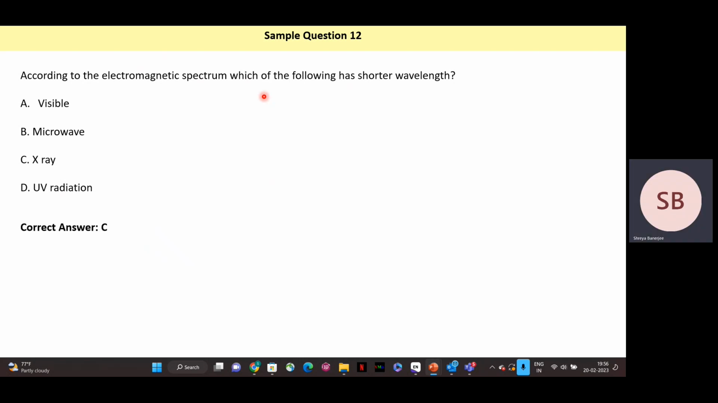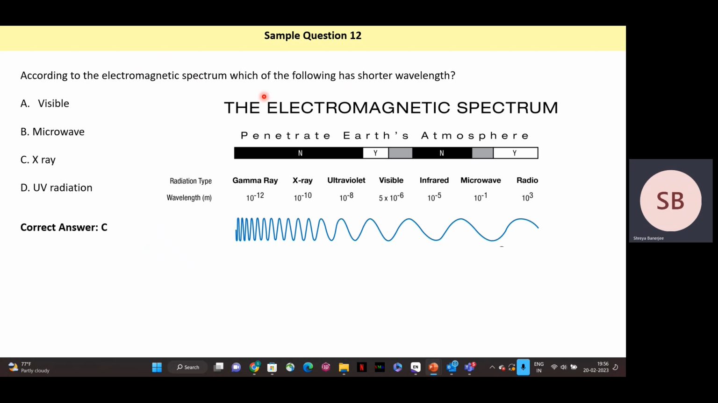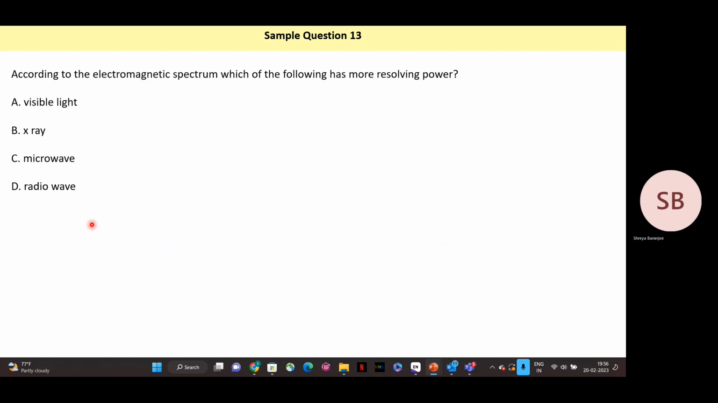The correct answer is C, X-ray. So if you look at the electromagnetic spectrum, you can see that microwaves are pretty large, having 10 to the power -1 meter length. Then you will find visible light with 5 into 10 to the power -6 meter length. Then comes the UV radiation with 10 to the power -18 meter length. And the shortest wavelength is that of the X-ray with 10 to the power -10 meter length. So the correct answer is clearly C, X-ray.